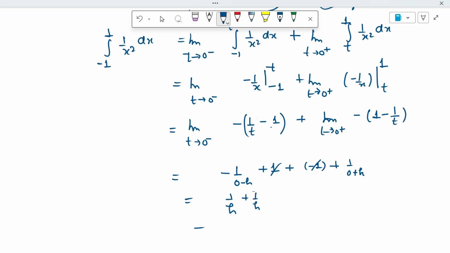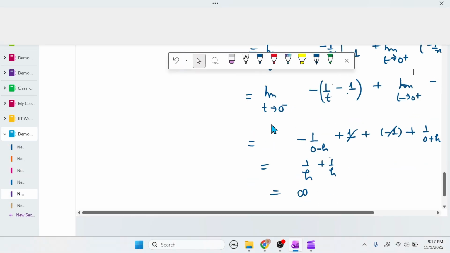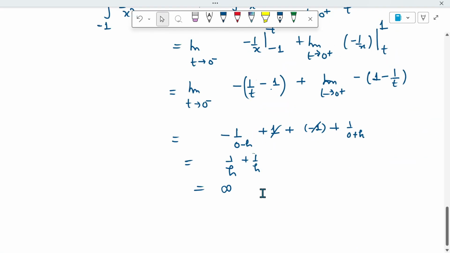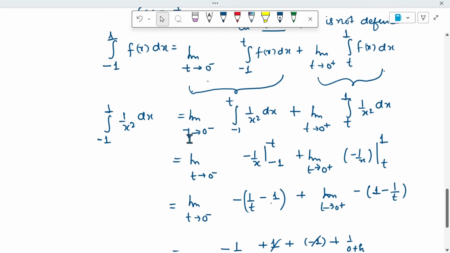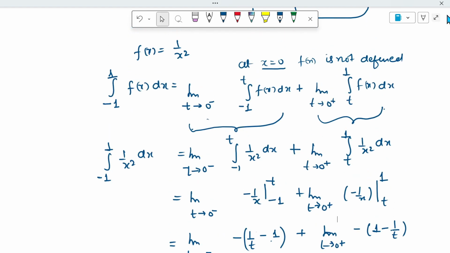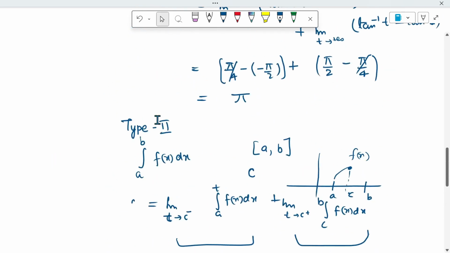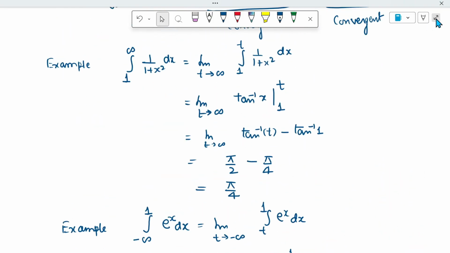Okay, so in this way we have found that this limit comes to infinity, so this is not convergent. So in this way we will find the solution of type 1 and type 2 improper integrals.